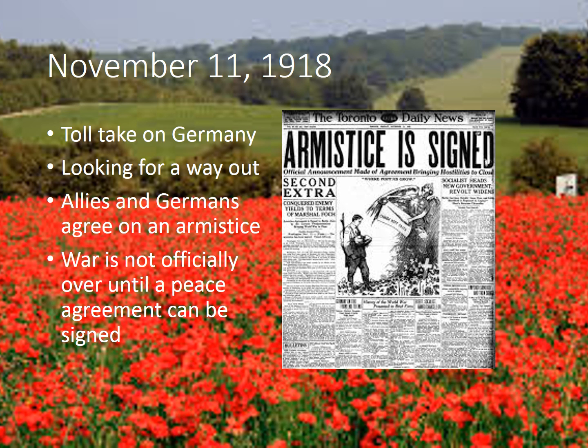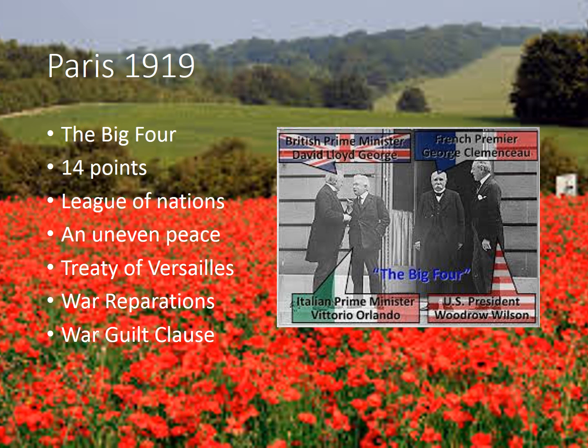So the guns fall silent on November 11th, 1918, but what this means, guys, is that the war is not necessarily over. It's just an armistice. It's just a peace until we can agree on a peace. So it could start up at any time, back again. So the peace talks begin in 1919.